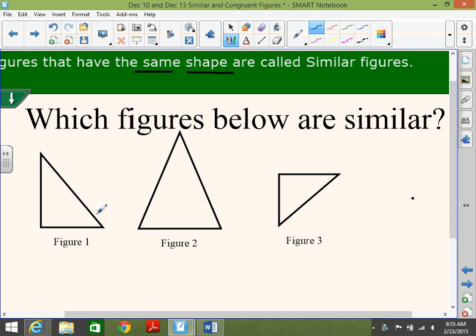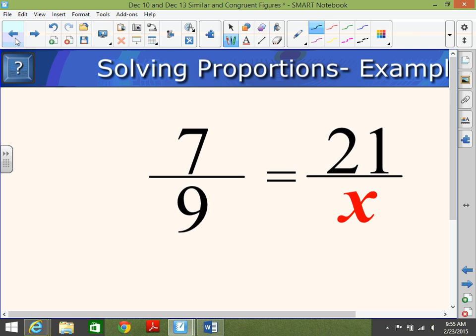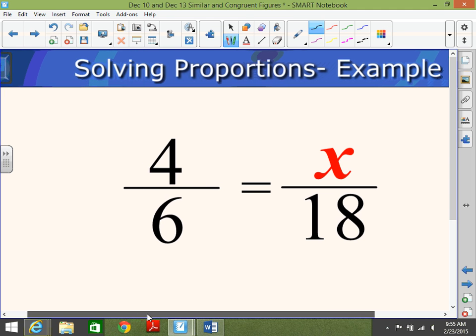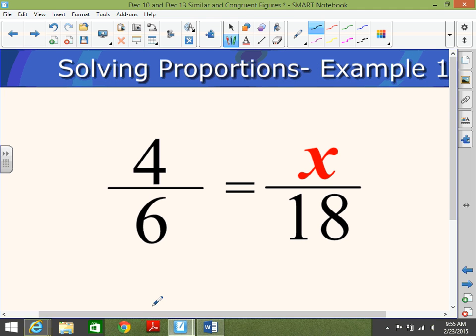Is one bigger and one smaller? Yes? Okay, you're going to see that for similar figures, one will be bigger, one will be smaller. Now for us to do our work with similar figures, it's important that you remember how to solve a proportion. And we solve these in our ratio and proportion unit. So put your pencils down, and let's just work on some of these together. Take your calculator and put it in your hand.